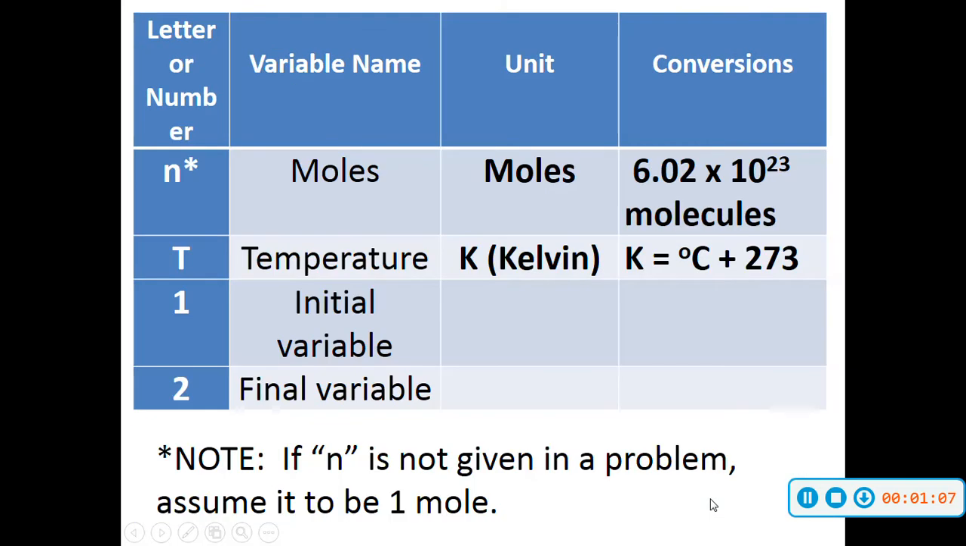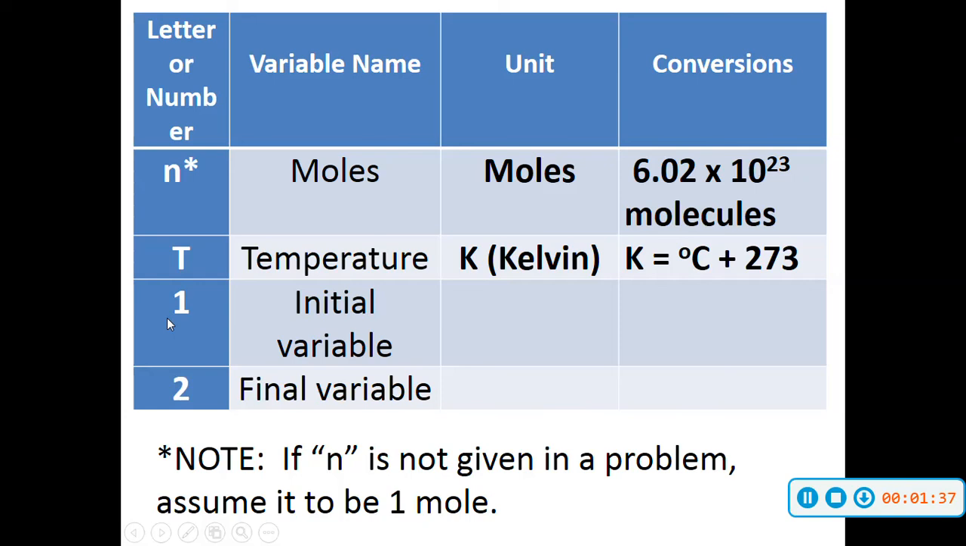N is the number of moles. Remember, we get the number of moles from our balanced equation, and a lot of the time we are just going to give you moles. A lot of the time moles is not going to be your unknown. And temperature is always measured in Kelvin, and to find Kelvin, all you have to do is simply add 273 to your degrees Celsius.